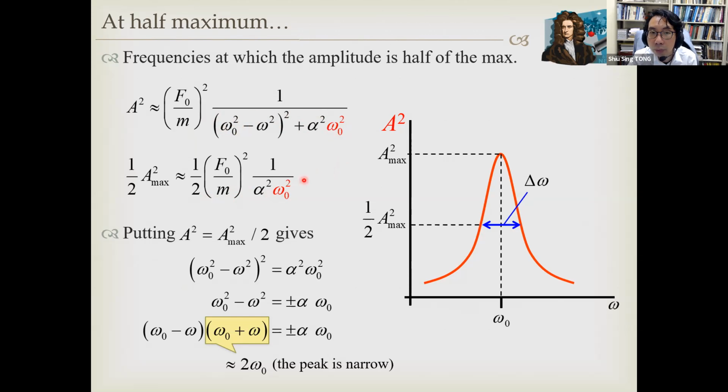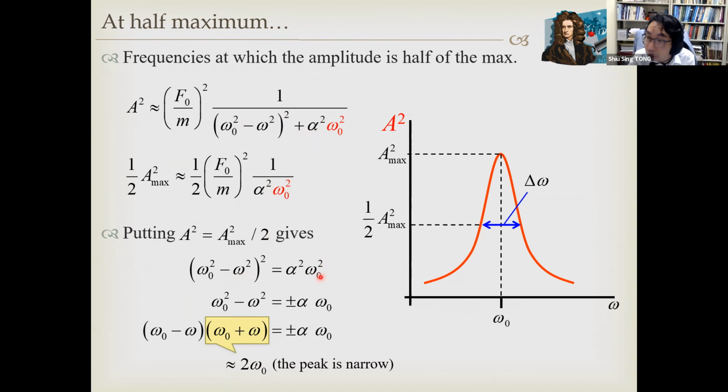And so one of this will cancel, and I will get this equation. Okay, now this is obtained by putting A square equal to half of A maximum square. So that is simple algebra. Now this equation is easy to solve.